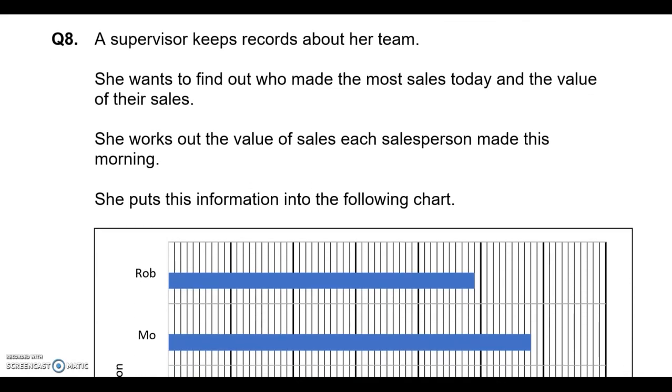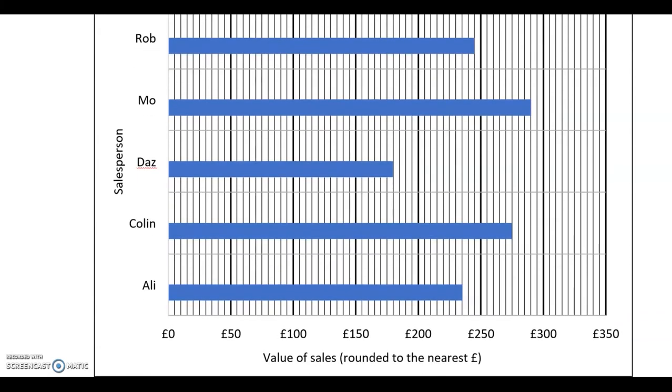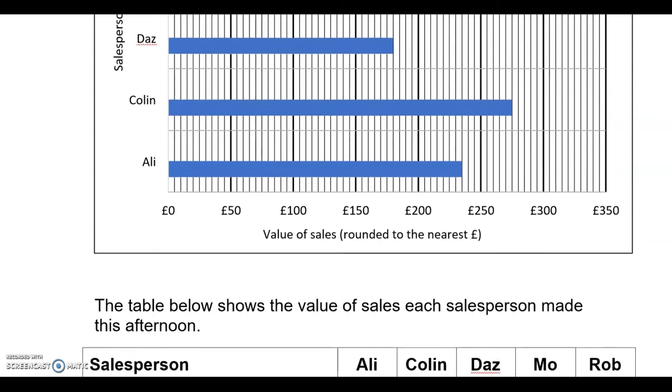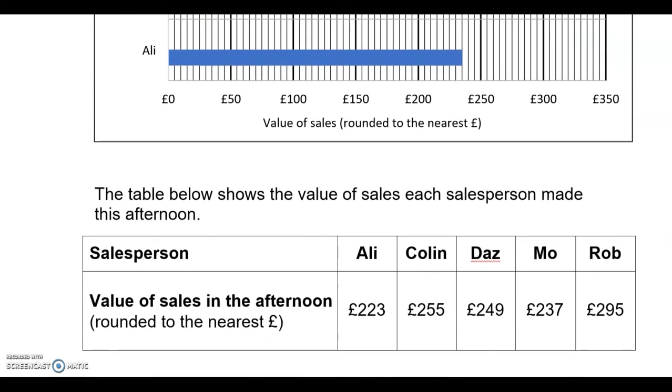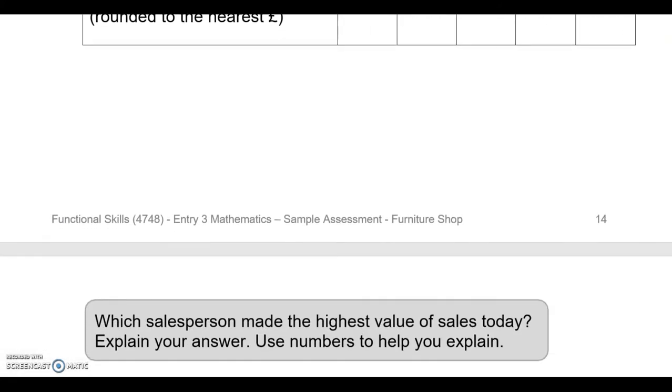Question 8. A supervisor keeps records about her team. She wants to find out who made the most sales today and the value of their sales. She works out the value of the sales each salesperson made this morning. She put this information into the following chart. The table below shows the value of sales each salesperson made this afternoon. Which salesperson made the highest value of sales today? Explain your answer. Use numbers to help you explain.